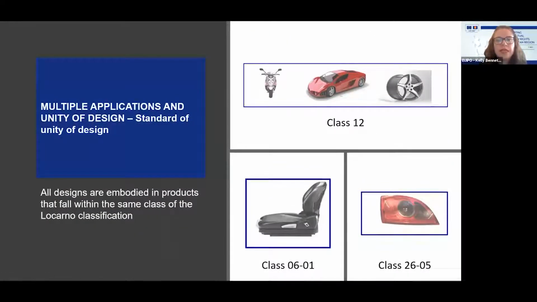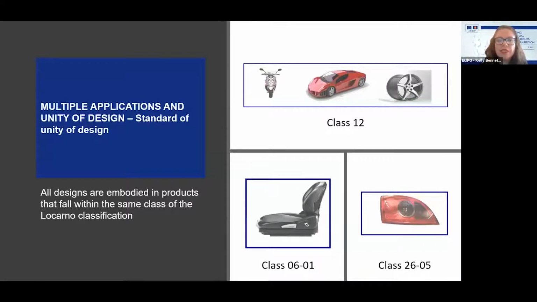The products indicated for each design in a multiple application may differ from those indicated in others. However, except in cases of ornamentation, as I've already mentioned, any products that are indicated for each of the designs in a multiple application must belong to the same class of the Locarno classification. So this unity of class requirement is considered to be complied with, even if the products belong to different subclasses of the same class.